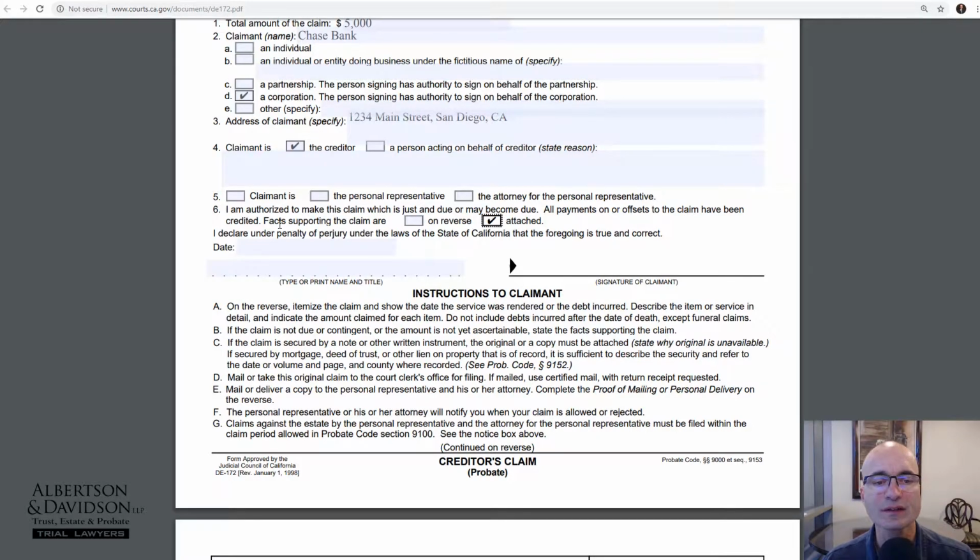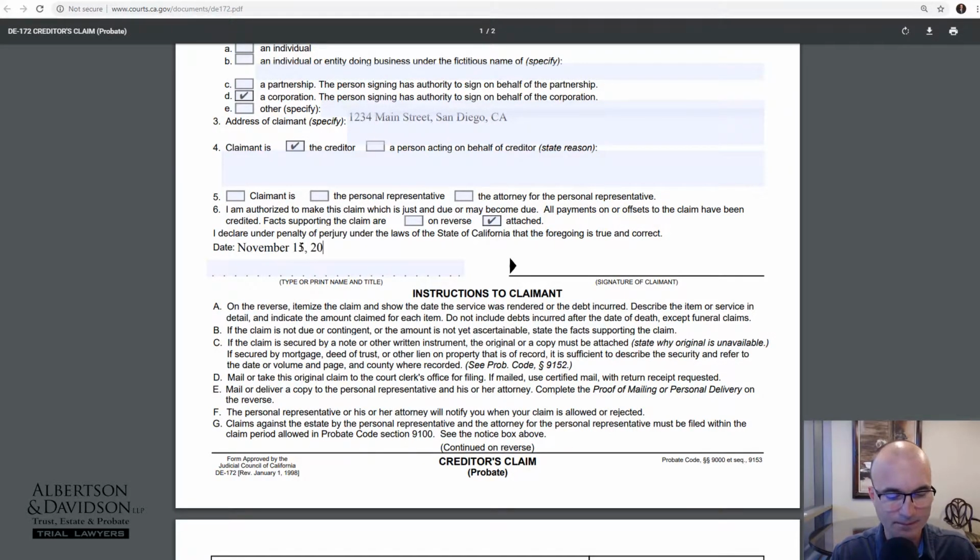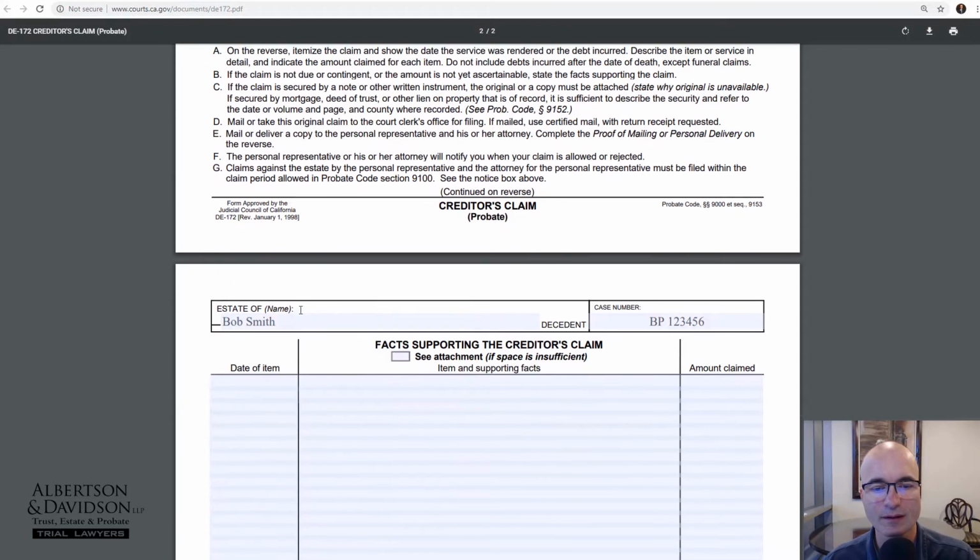So you have to state the facts that support your claim. You can't just say you owe me $5,000. You have to explain why the estate or the decedent owes you $5,000 so that the personal representative can evaluate that claim and determine whether they're going to agree to pay it or not. And then you're going to put the date. So let's say they file it on this date, and then the name and title of the person who is filing the claim. So if I was filing it on behalf of Chase Bank, I might put my name and my title. I'm the attorney for Chase Bank, and I'd sign it and send it in.